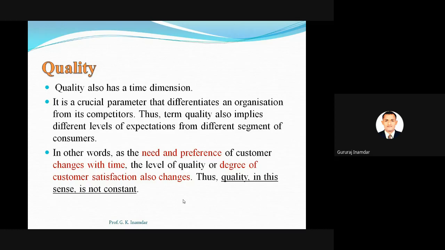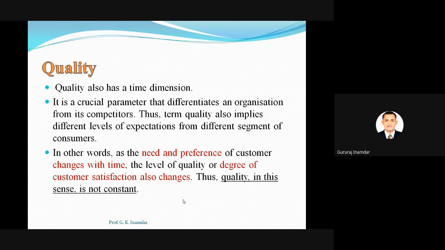So as per requirement, as per expectation, not everyone is the same. For that purpose, the customer changes with time, definitely. Is it right? So we have to consider those factors of customer change. The level of quality or degree of customer satisfaction also changes. The level of customer is also very different.